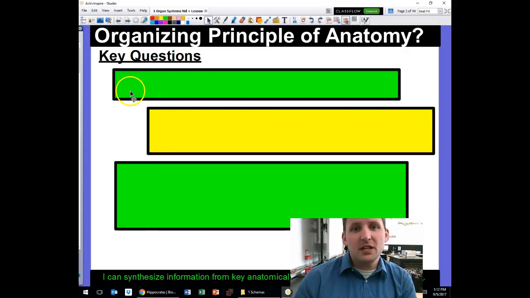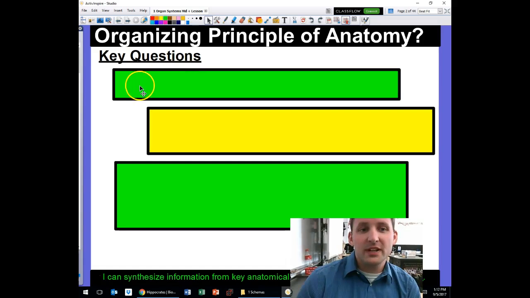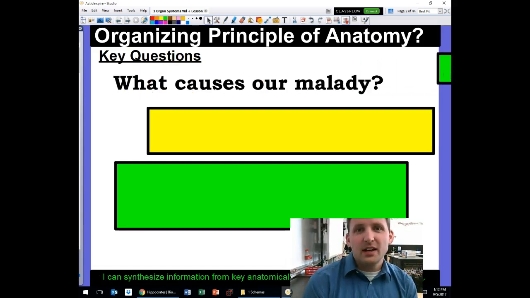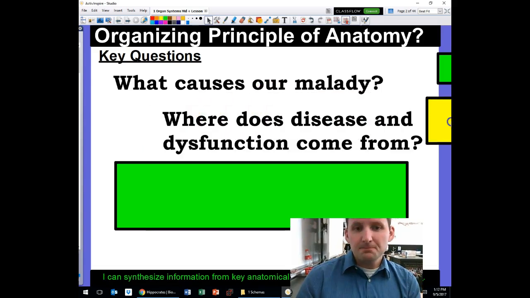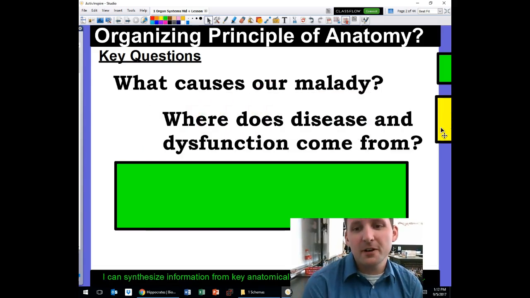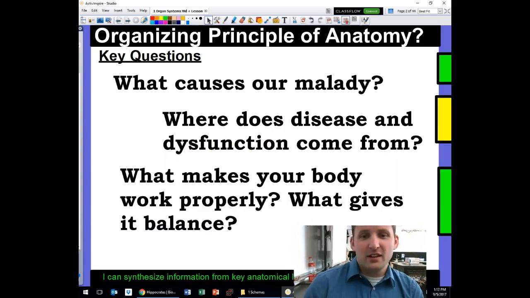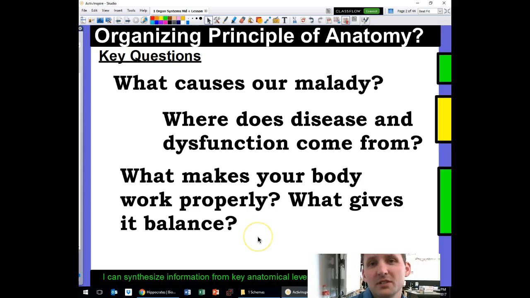So first off, some key questions. What is the organizing principle of anatomy? So we might ask, what causes our malady? Anatomy is, in a sense, the study of medicine of the human body, of function and dysfunction. So what causes us to be screwed up? Mal, a prefix meaning bad. So malady. Where do disease and dysfunction come from? Is a big question that we've differed over time in how we answer. And what makes your body work properly? What gives it balance? And we'll go through 3 big paradigm shifts towards the end of the lesson.